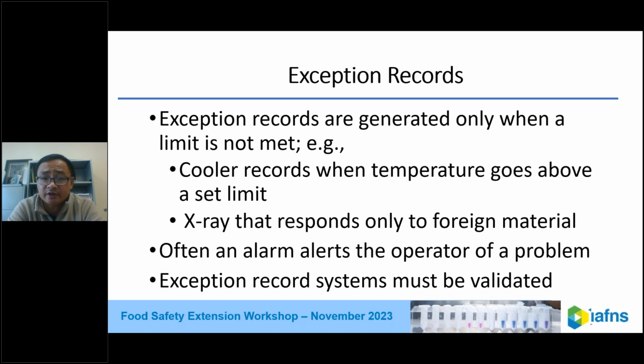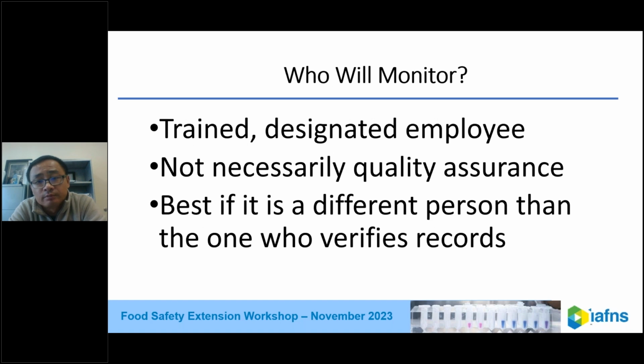So if you have an exception record system, you do not have to document it in the monitoring system. However, that exception record system must be pre-validated. It works. Who will do the monitoring? Obviously, a trained designated employee. Now, we always have an impression that a quality assurance person should do it, and a supervisor should do it, but that's not necessary.